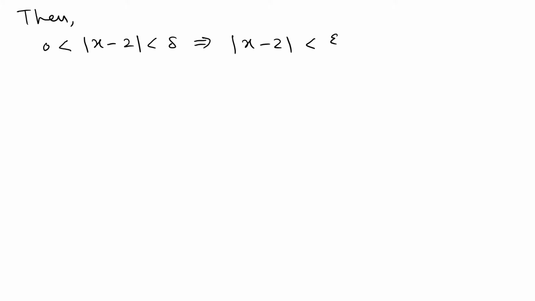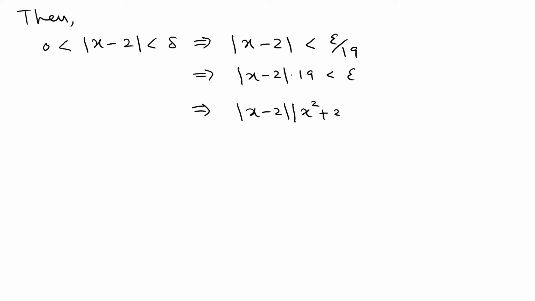So that means, for example, epsilon over 19, we pick the minimum. Since we pick the minimum, it is smaller than any of them. Now we're going to multiply by 19 on both sides, so it's |x minus 2| times 19 less than epsilon. But we know that since 19 is the largest value, we can bring the other factor back here. So it is x squared plus 2x plus 4. That's the other factor, which is less than epsilon.